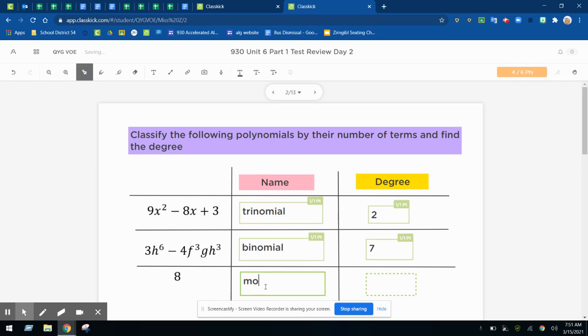Last one, I only have one term. That makes for a monomial. And there are no variables here. So the exponent is going to be 0, or the degree would be 0.